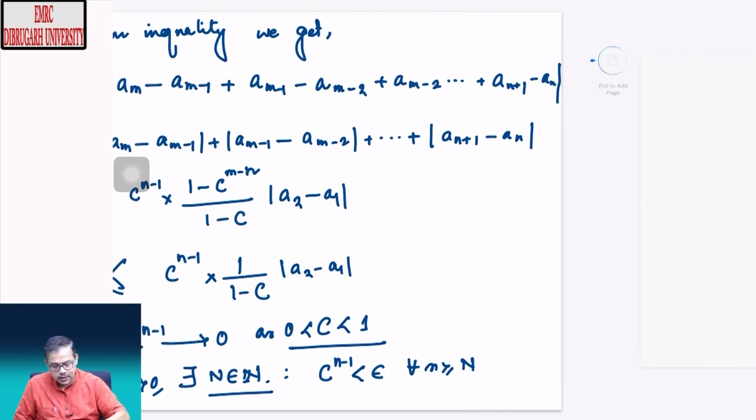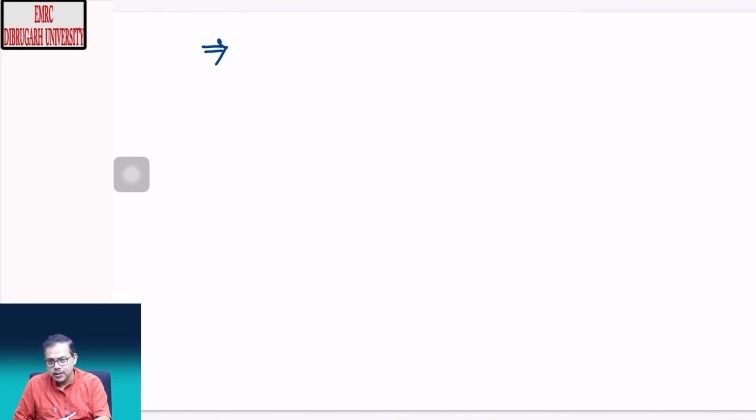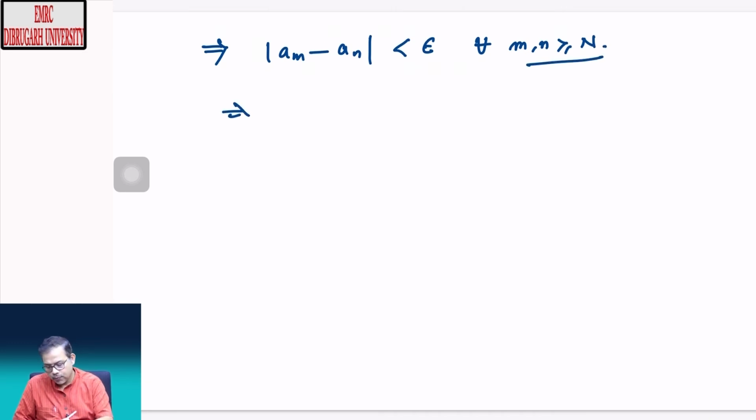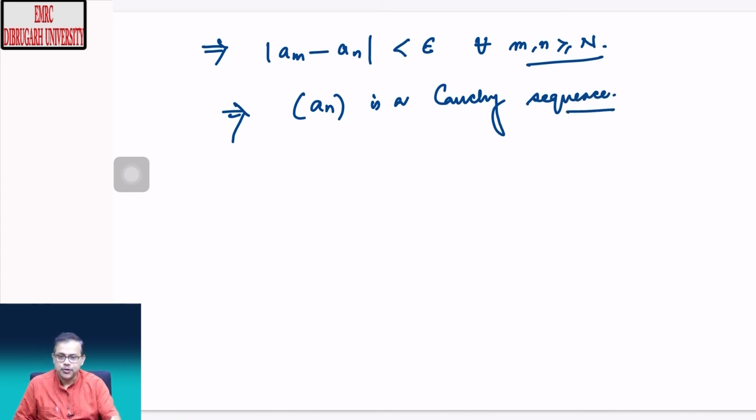But this implies |a_m - a_n| is less than epsilon for all m and n greater than or equal to N, and therefore a_n is a Cauchy sequence. Every contractive sequence is a Cauchy sequence. So, as a corollary to this result, we have the following results again.